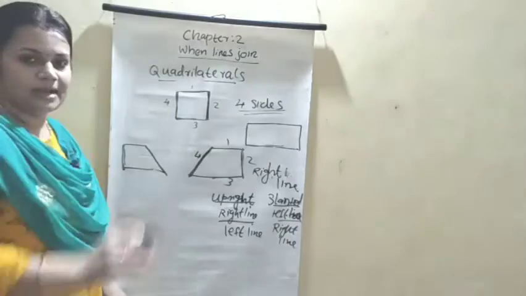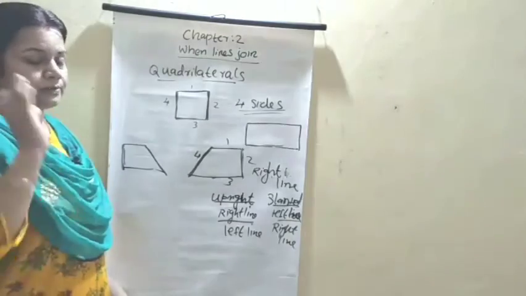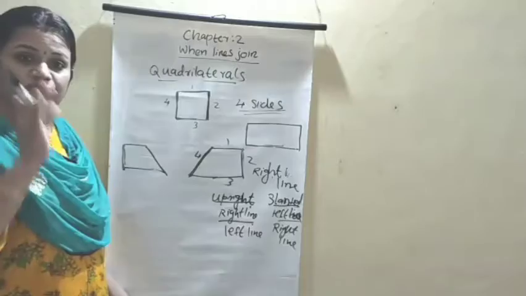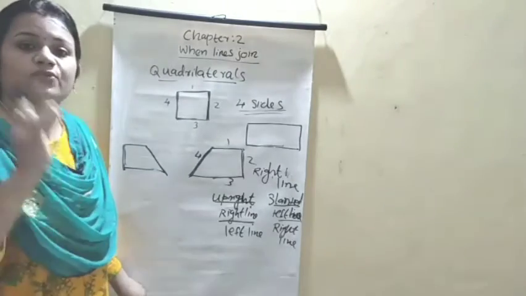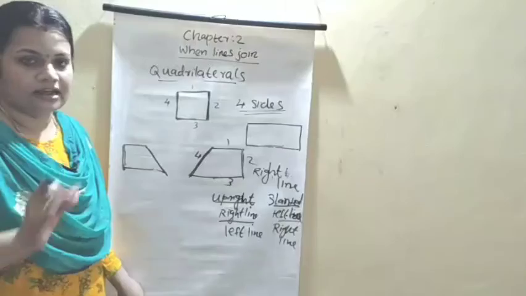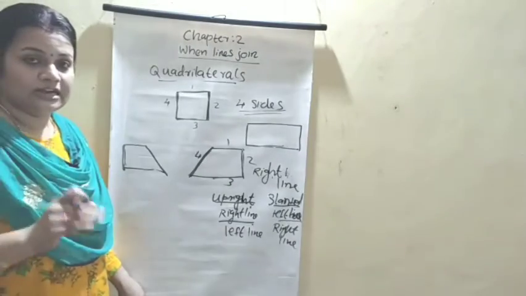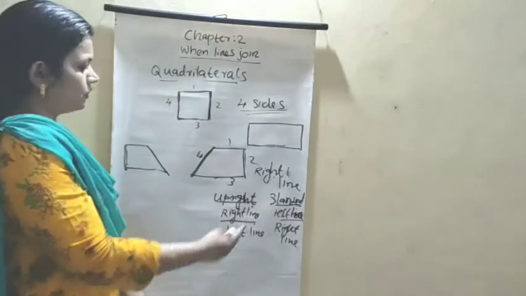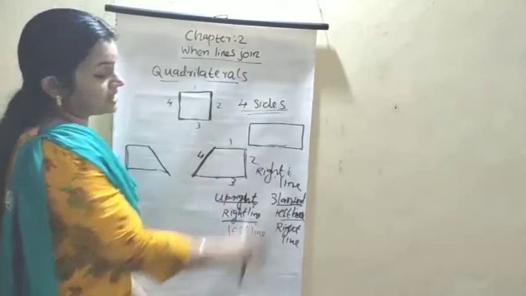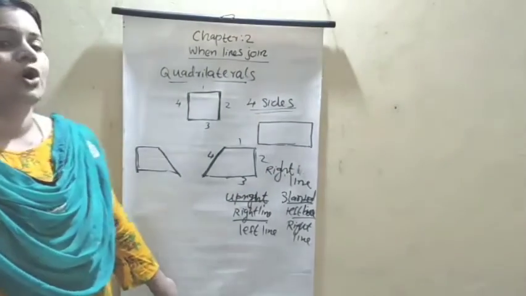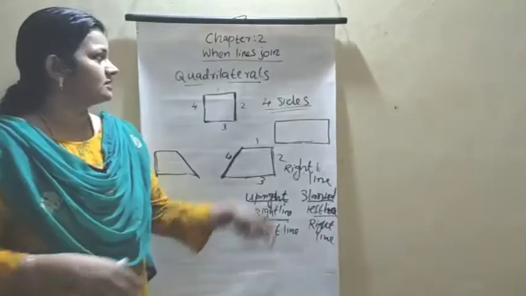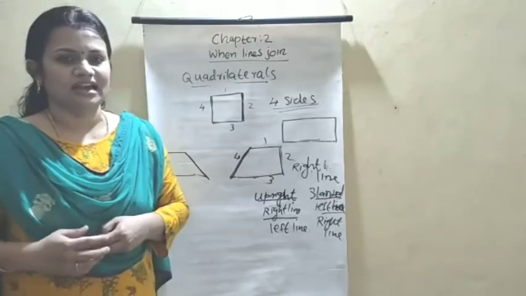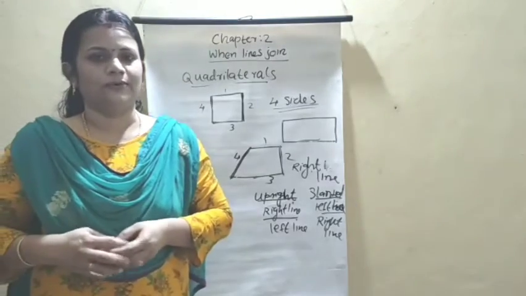Understood? This right line is slanted, left line is upright. Upright means straight up. So you remember one thing: the quadrilateral means four sides. When a geometrical figure has four sides, that figure is called what? Quadrilateral. Understood all? Then you can identify how to find out the upright and slanted lines. Okay children, now we are discussing the second chapter, straight line and slanted line. Understood all of you?